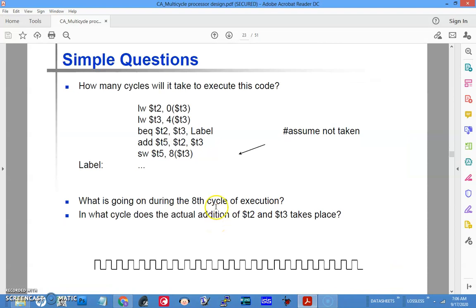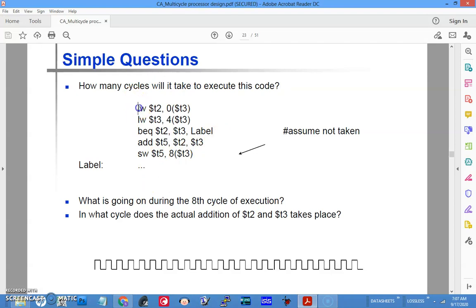Look at the program. Some instructions are given and the question is how many cycles will it take to execute this code. The context of the question is multi-cycle implementation. If the question was asked in single cycle implementation, it is easy to answer because we know that every instruction takes one clock cycle. So 1, 2, 3, 4, 5 clock cycles will be required if the context was single cycle implementation, but that is not our context now. We are now talking about multi-cycle implementation.